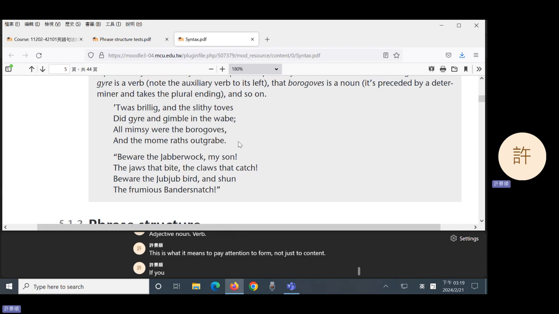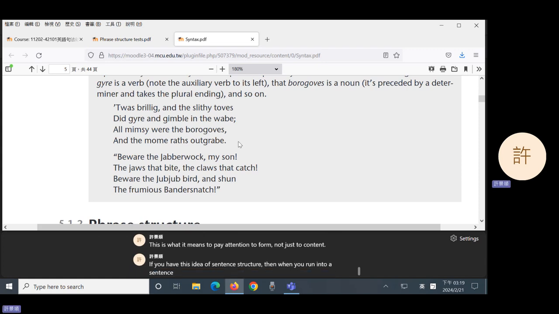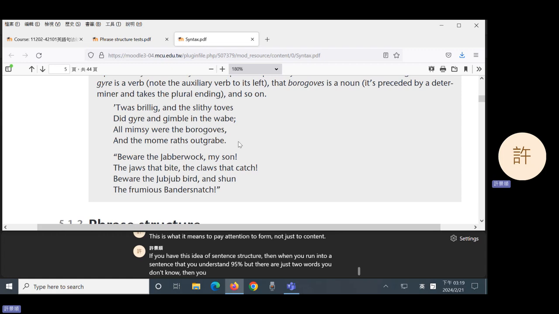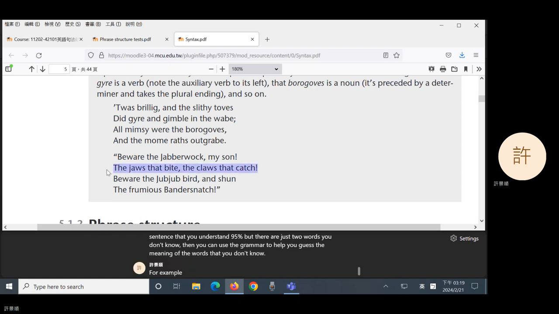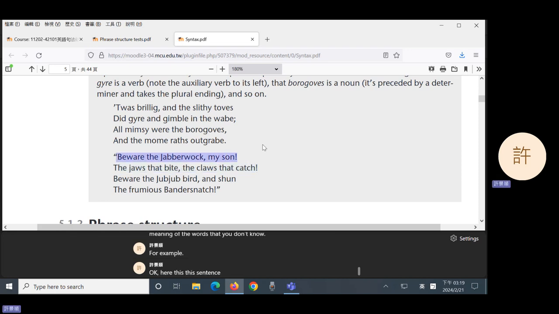If you have this idea of sentence structure, then when you run into a sentence that you understand 95%, but there are just two words you don't know, then you can use the grammar to help you guess the meaning of the words that you don't know. For example, this sentence. Beware the Jabberwock, my son.